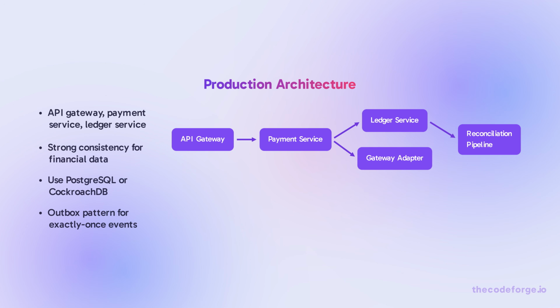A production payment system has several layers. The API gateway handles auth and rate limiting. The payment service orchestrates the flow. The ledger is append-only. Choose a strongly consistent database like PostgreSQL.